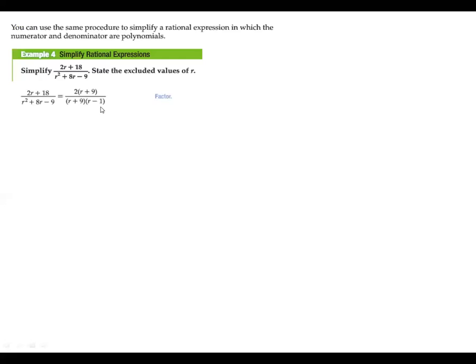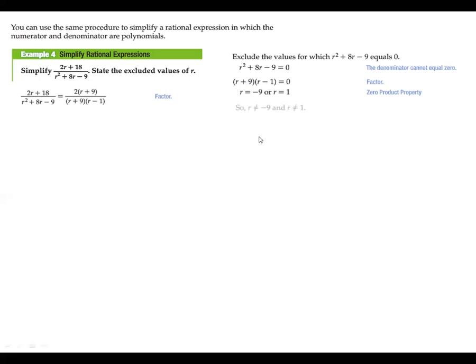Now, once you have the factored form, you can list the excluded values by seeing what numbers make the denominator 0. Now, we already factored the denominator, so you get r equals negative 9 and r equals 1. Those are the excluded values. So r can't be negative 9 or positive 1. Then you can go back and see that you have a common factor of r plus 9 in the numerator and denominator. Cancel those out, and you have 2 over r minus 1.